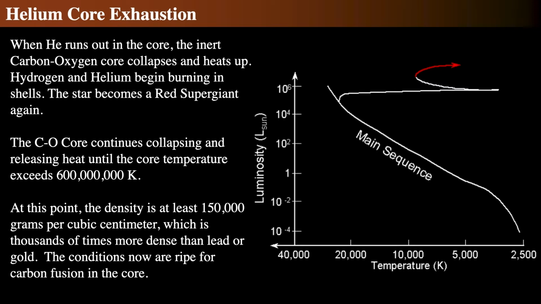And that's a big deal because now the hydrogen and helium are burning in shells around it, and it becomes a supergiant again. So it does this whole dance all over again. Notice how the size of the star is dependent upon what's happening down in the core. When the star grows in size, it grows in luminosity.